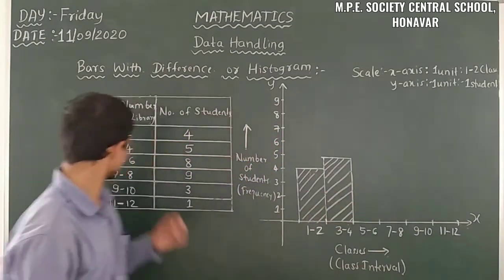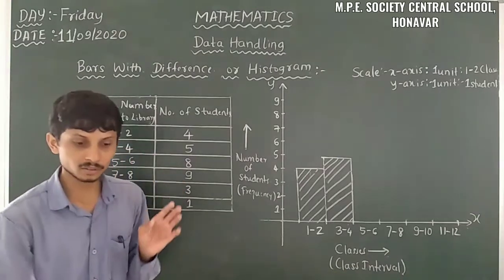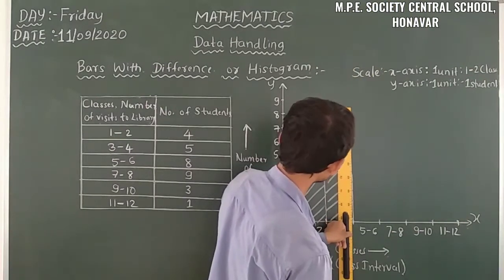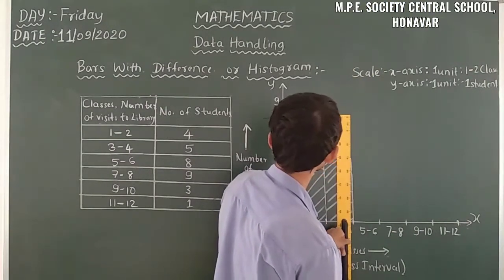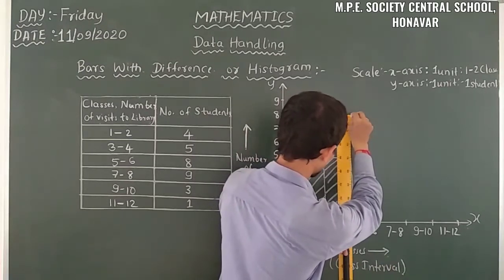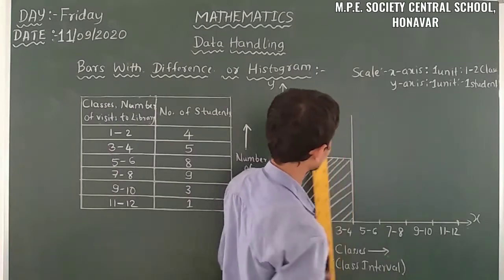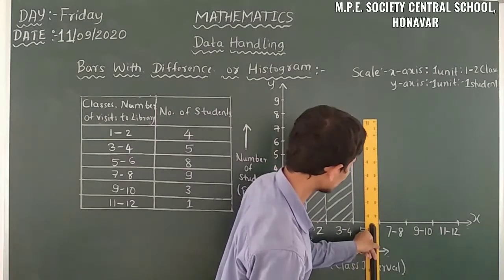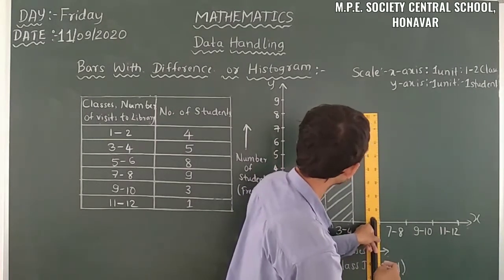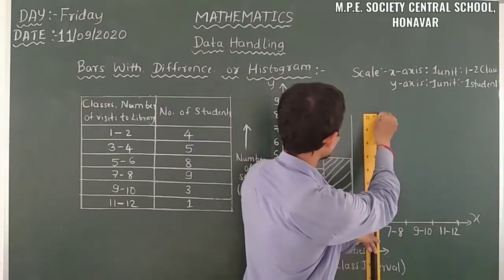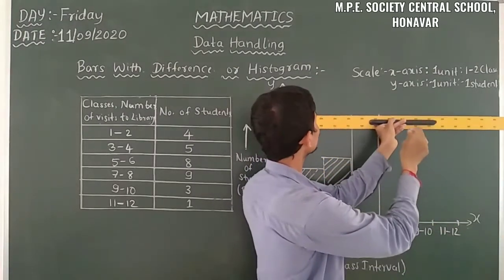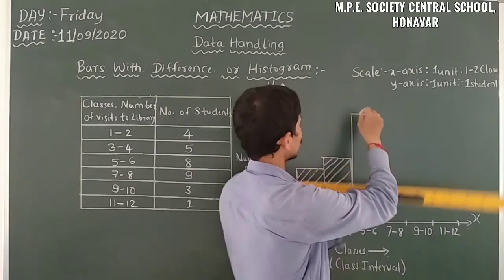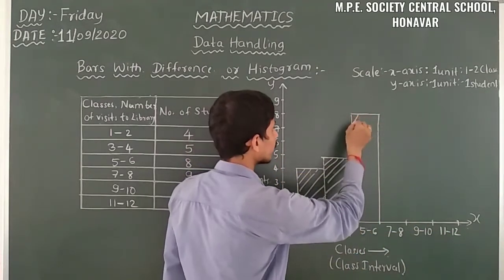Then again 5 to 6 it is 8. So we have to take the 8 here. So from this line only we have to take that 8. 8 means here. I will take the line up to here like this. Then at the end point also we have to take it like that. So here we have to take the bars like this up to the mark of 8. Then we have to join in the mark of 8 like that. After that we have to shade.